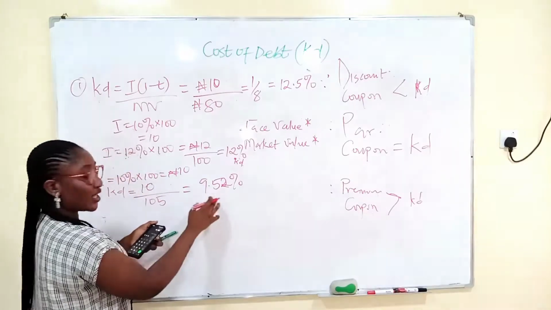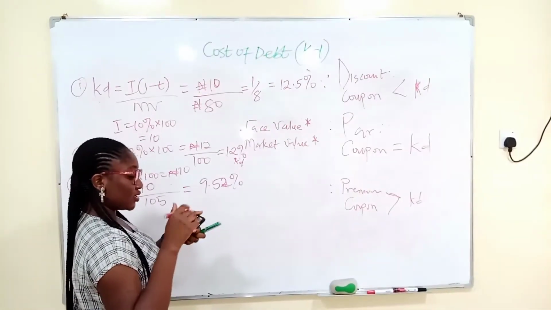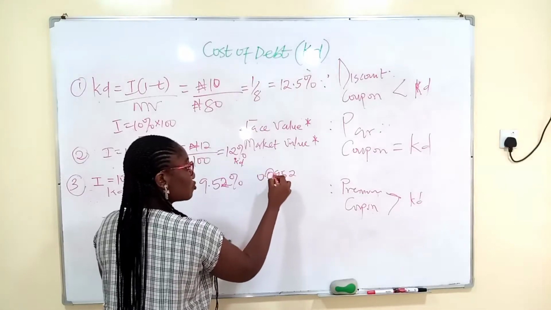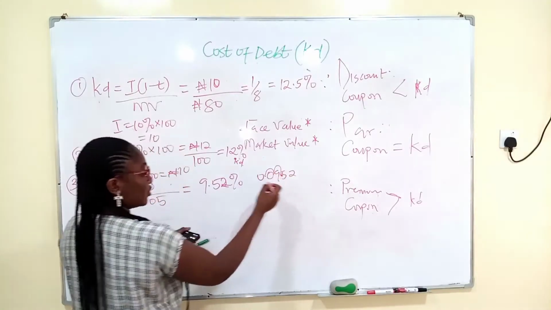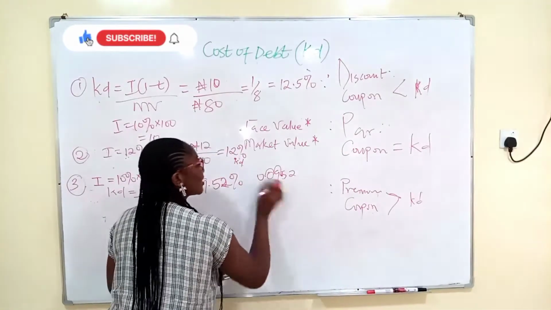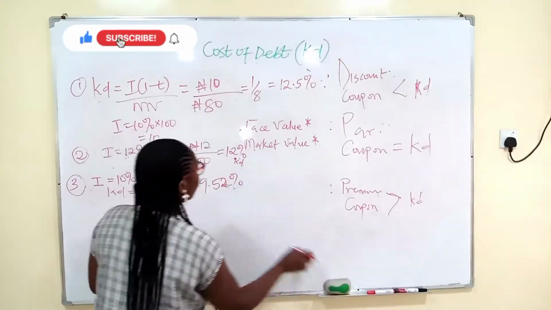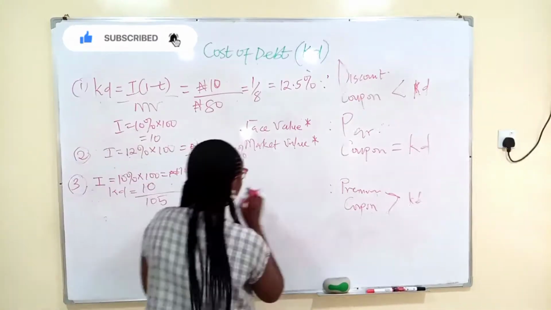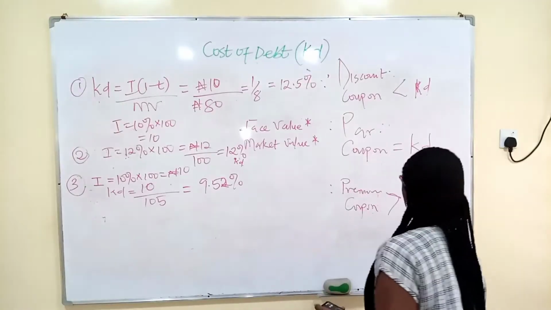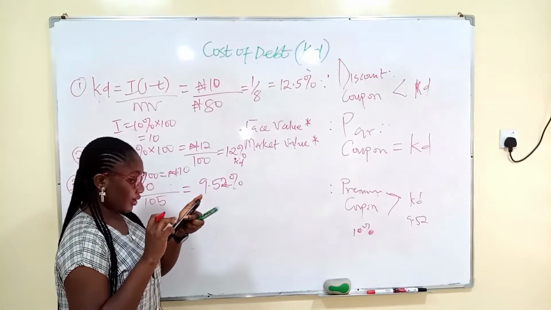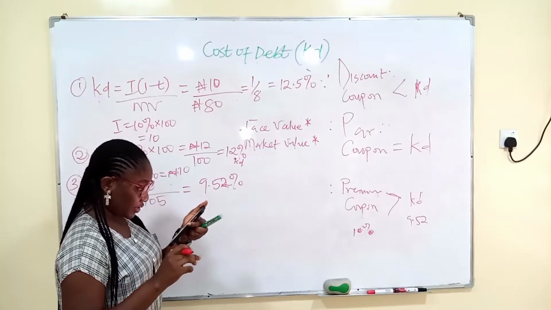So if you put 10 over 105 in your calculator, you get 0.095. If you know how to move, just move by 2, or just multiply by 100. Multiply by 100, so you have 9.52%. But if you're good with numbers, you just move by 2. So you have 9.52%. See, cost of debt is 9.52%. Is it not less than the coupon rate of 10%? It's less. So let's go to another example, right?